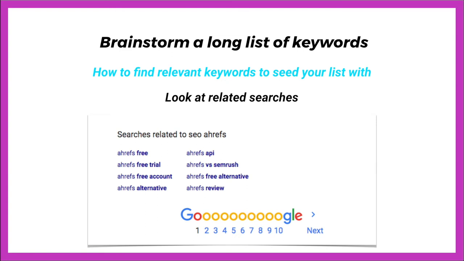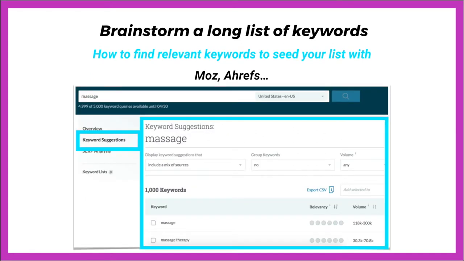Next, look at related searches. So type in a bunch of ideas and then look at what they are. Scroll to the bottom of Google and look at the related searches. You can also use Moz or Ahrefs or another keyword tool. This is Moz's backend, and I just put in like massage and then you can go down below. And you'll see keyword suggestions. Click that and it'll give you a long list of keywords with how relevant they are for your business and the search volume. And then you can click on them and get even more information.